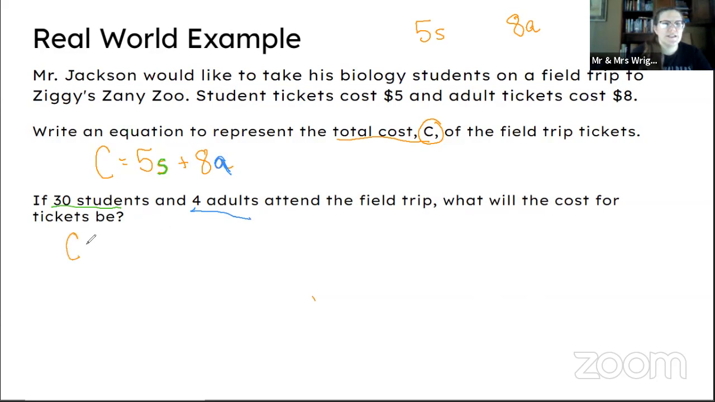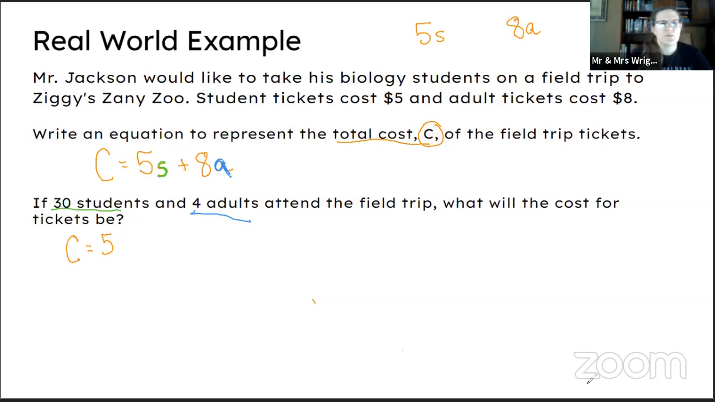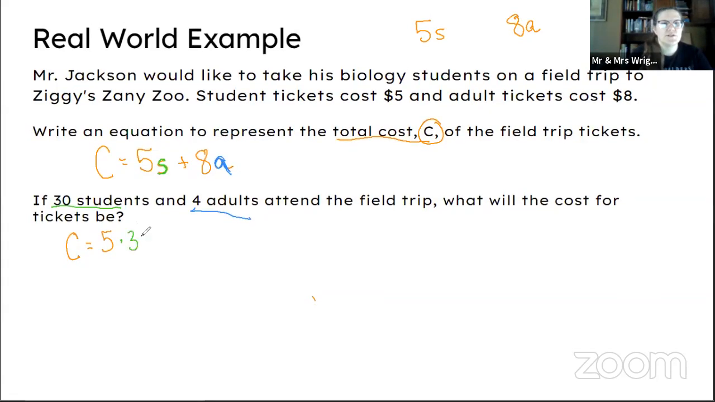So we're going to have C equals 5. Okay, then I've got to plug in times 30, right? And then I continue on plus 8. And now I've got to plug in how many adult tickets there are, times 4.